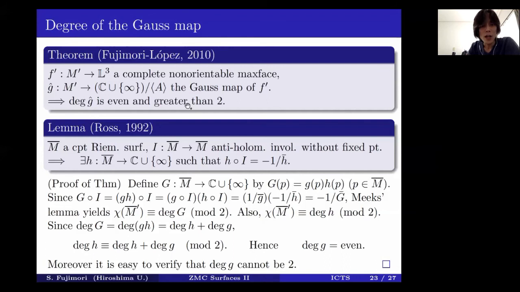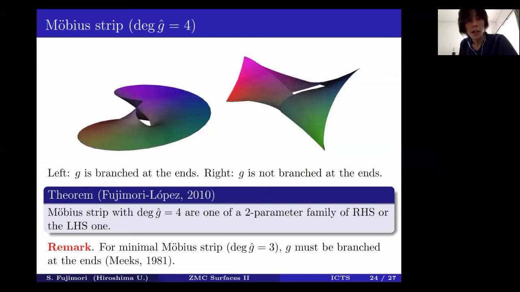So we have this theorem. This is a big difference from the minimal surface case. And let me show examples. So now, a Möbius strip. In this case, the degree of G hat is at least 4 and always an even number. In the minimal surface case, for a Möbius strip, the degree of G has to be an odd number. But in this case, the degree is always an even number and greater than 2.